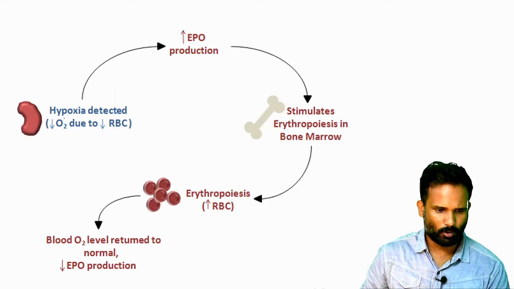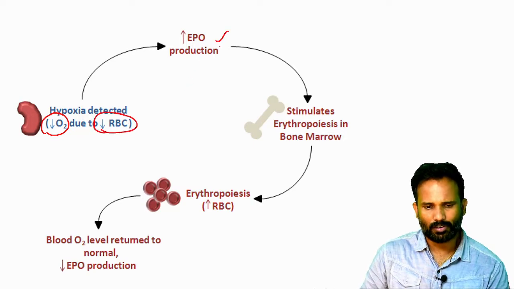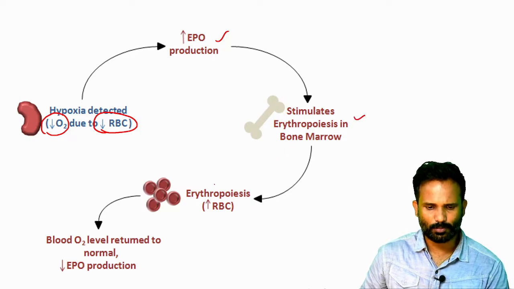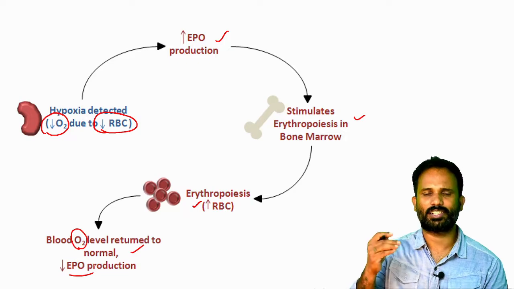So hypoxia, either decreased oxygen or due to decreased RBC count, causes increased erythropoietin secretion. This stimulates the erythropoiesis in the bone marrow, so that causes increased production of RBC. And now again the blood oxygen level returns to normal and erythropoietin secretion is decreased.